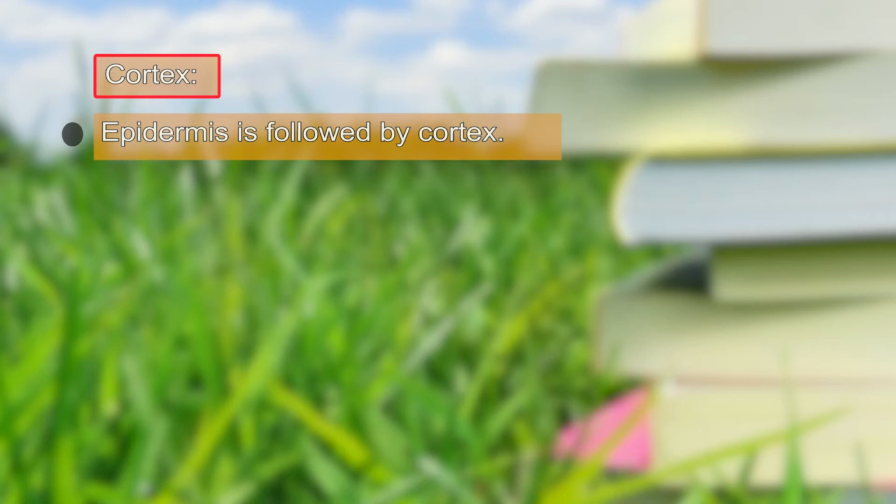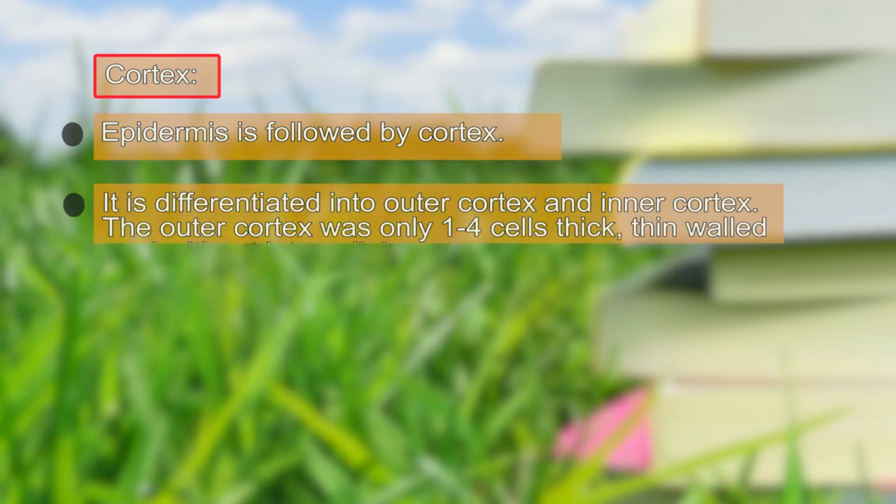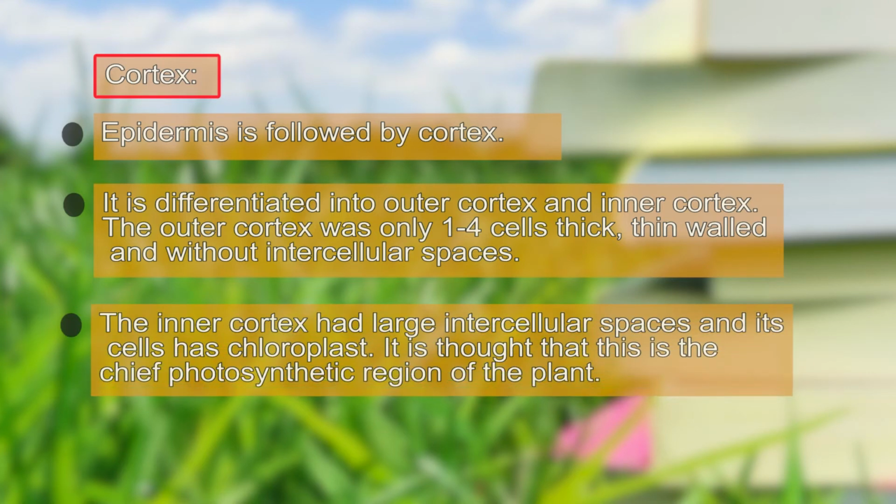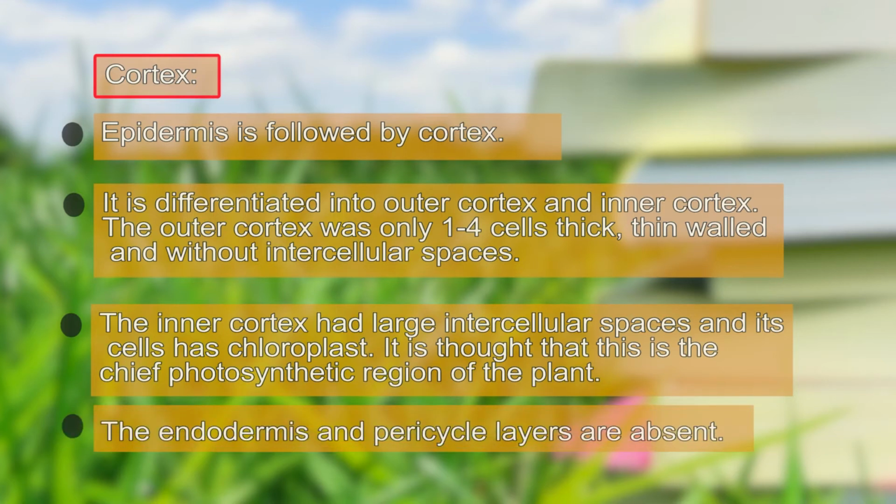Coming to the cortex, the epidermis is followed by the cortex. Here also, the cortex forms the major portion of the rhizome. The cortex is differentiated into an outer cortex and an inner cortex. The outer cortex is 1 to 4 layers thick and thin walled. No intercellular space is present there. But in the inner cortex, large intercellular spaces are present and the cells contain chloroplasts. It is thought to be the chief photosynthetic region of the plant. In this anatomy of the rhizome, we see that there is no endodermis or pericycle.